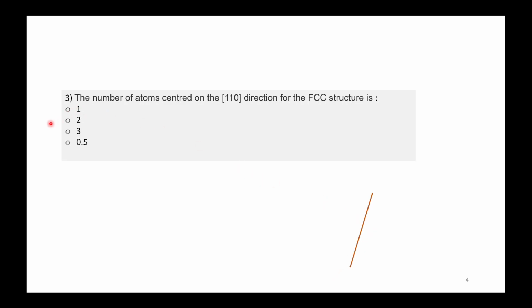Now question 3: the number of atoms centered on the 110 direction for the FCC structure is, your options are 1, 2, 3 and 0.5. Now in case of FCC, your 110 direction will be along the face diagonal, and the answer will be 2.